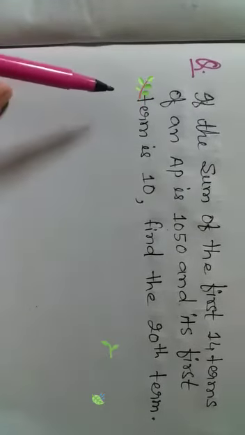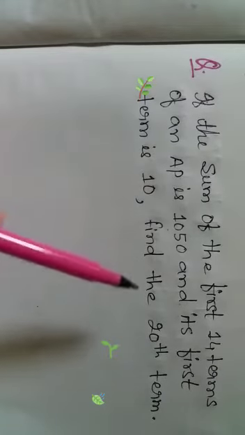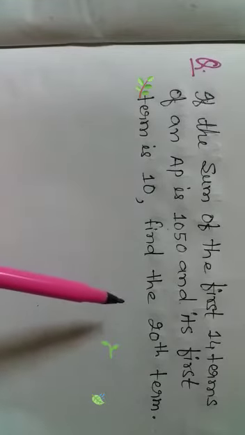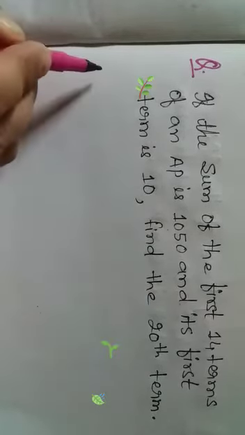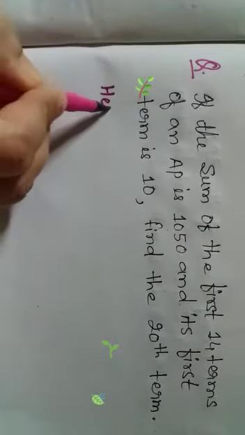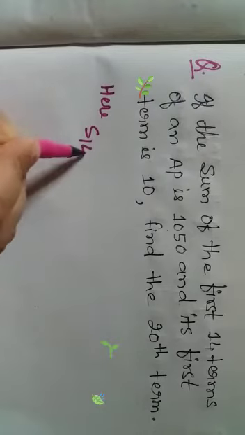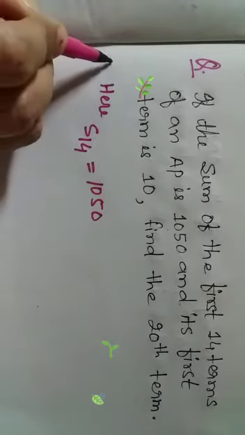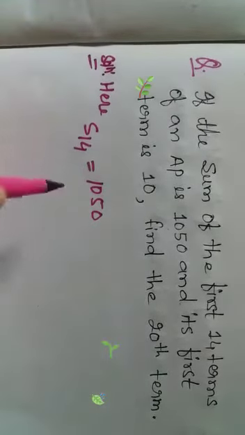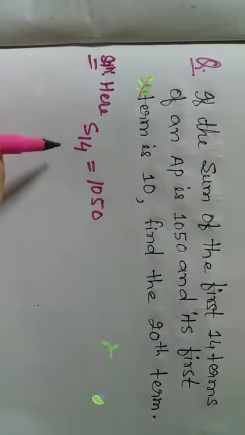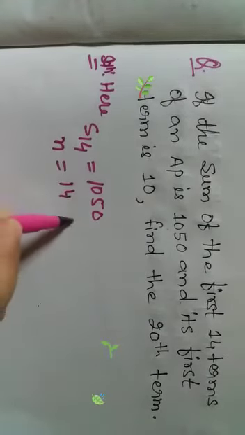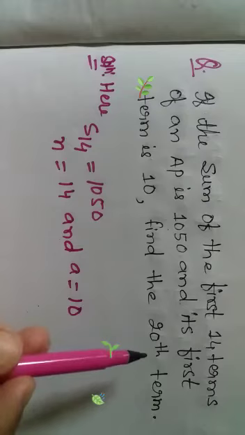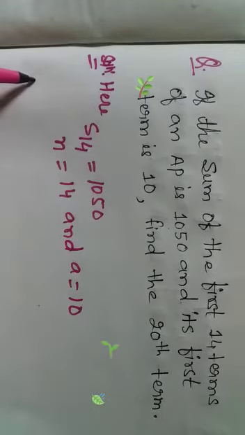Now see, our question is: if the sum of the first 14 terms of an AP is 1050 and its first term is 10, find the 20th term. Here we have to find the 20th term. In the solution part, we are given S14 equals 1050, n equals 14, and a equals 10, and we have to find the 20th term.